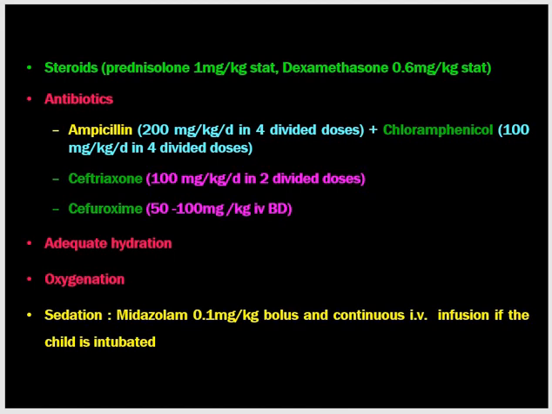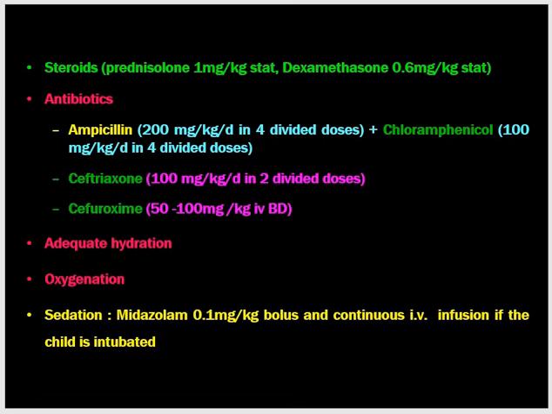The child has to be adequately hydrated. There might be respiratory distress, there might be sweating, the child might be in shock. Therefore, adequate hydration should be there for the child. We can give IV fluids. Proper oxygenation is required because the child will be hypoxic in the early stages. Therefore, oxygen can be given as required.